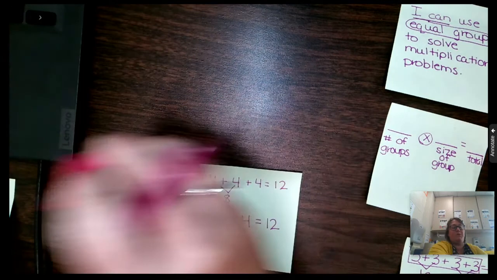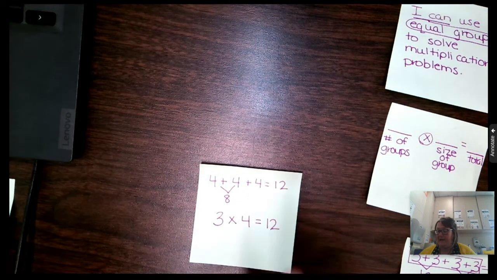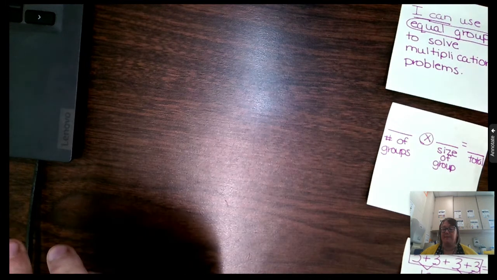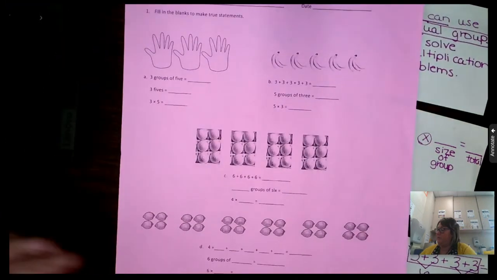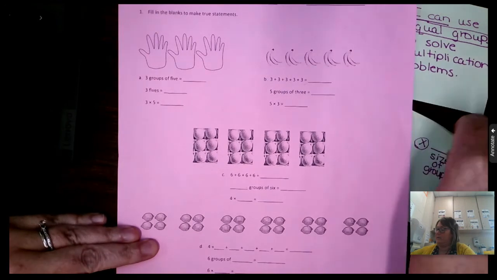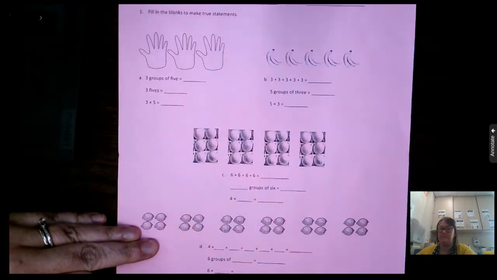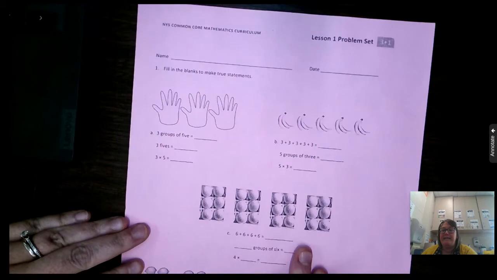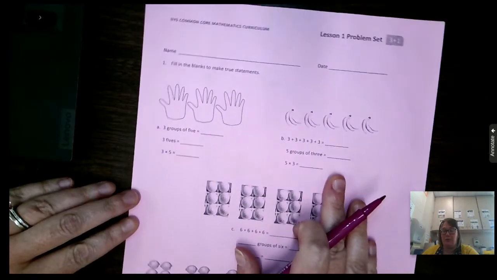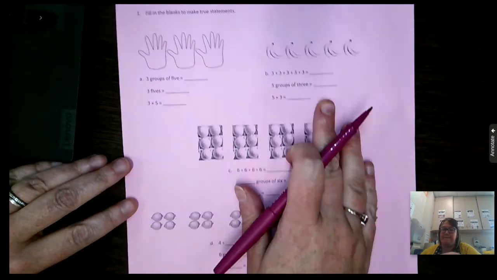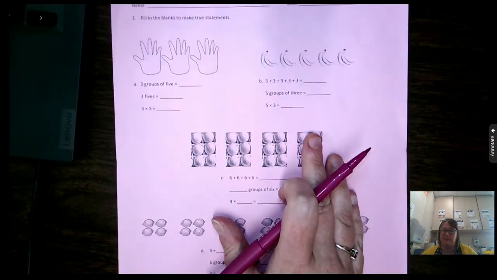All right, so now that we had that little introduction, I want to start our problem set together, okay? So you should have your pink problem set out and ready for today. Let me clear all our sticky notes out of here, okay? Name and date on there because that's so important, okay? And let's go ahead and get started.